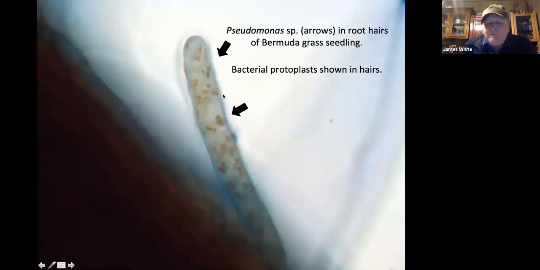This is a close-up of a hair, and you can see the spherical structures in there. Those are all those pseudomonads inside that root hair. These root hairs become filled with these bacteria. They just become fat with these microbes.